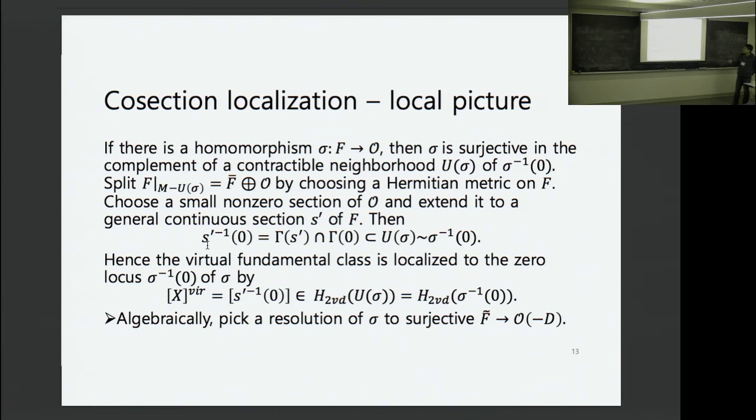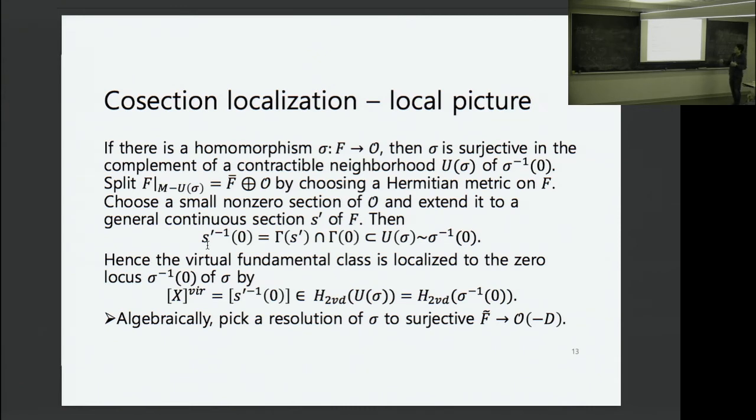Now I can choose a section of this bundle F. So we want the Euler class of this vector bundle F, as I mentioned in the previous slide. So how do we choose a section of this vector bundle? We first choose a very small non-zero section of this trivial bundle, and then we extend it to a continuous section of the whole bundle F. Then obviously the section S prime cannot be zero away from U.